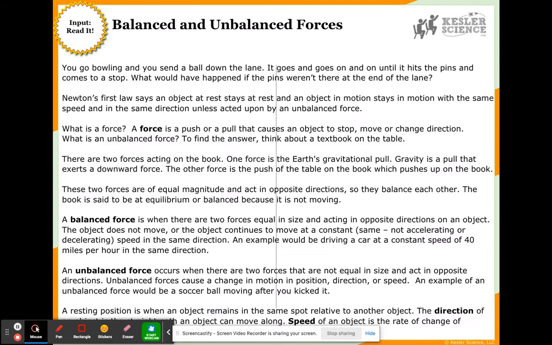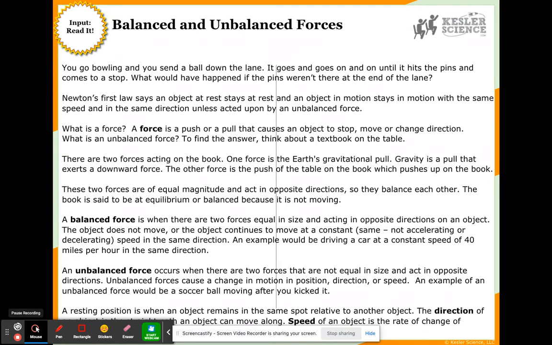To find the answer, think about a textbook on a table. There are two forces acting on the book. One force is the Earth's gravitational pull. Gravity is a pull that exerts a downward force. The other force is a push of the table on the book, which pushes it up on the book. These two forces are equal magnitude and act in opposite directions, so they balance each other out.